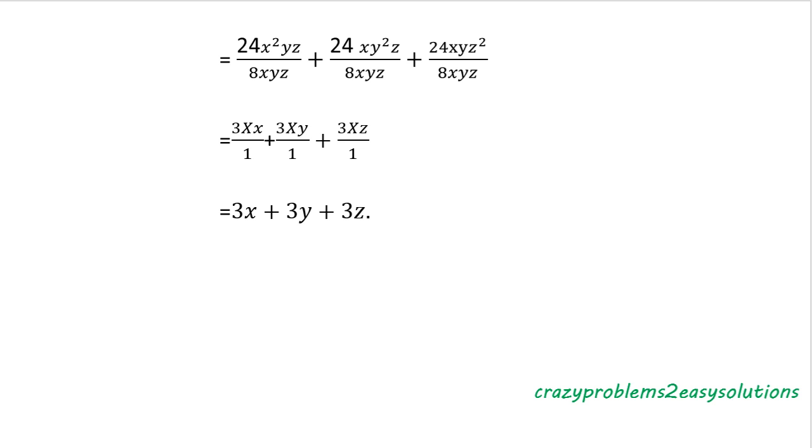Now look at the 8 and 24, it's divisible by 8. So 8 ones are 8, 8 threes are 24, we cancel, and the remaining is 3. And strike out x, y, z: in the numerator x square y z, we cancel, x is there twice, so you cancel one x, and the remaining one x is available. Similarly, cancel for the other two terms, and finally we are getting 3y by 1 and 3z by 1, and the final answer is 3x plus 3y plus 3z. If you divide, we are getting the polynomial 3x plus 3y plus 3z.